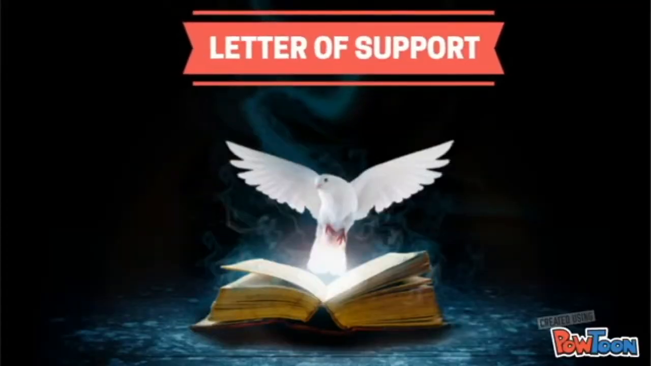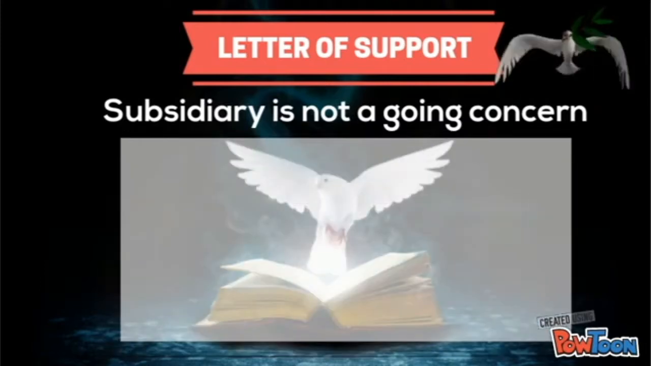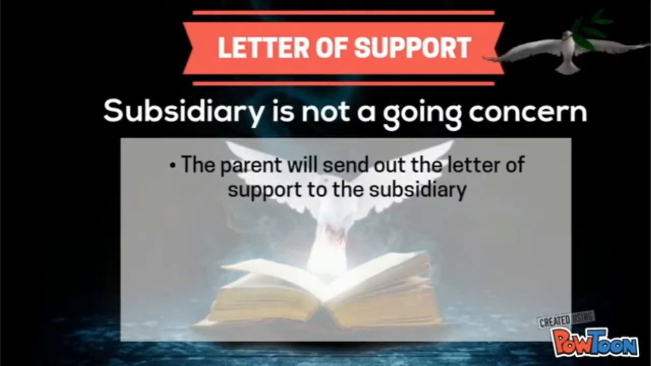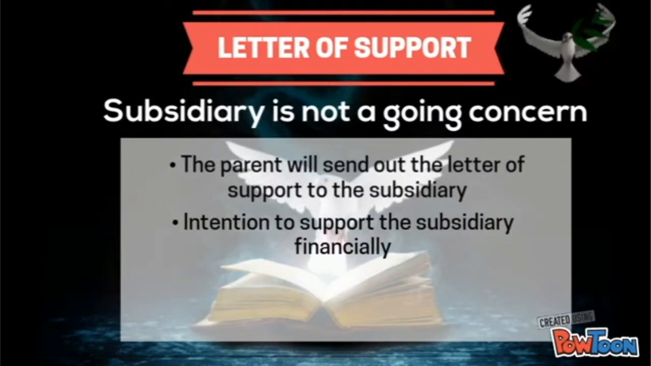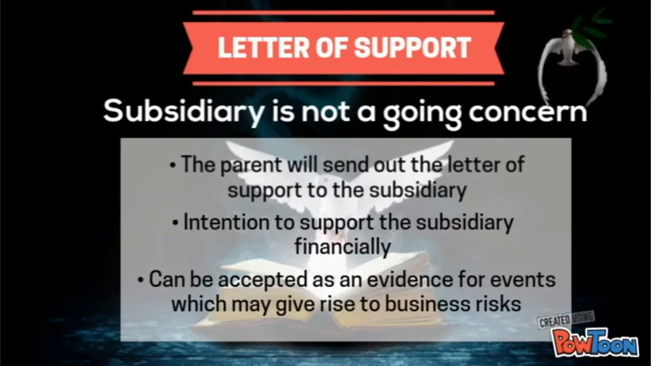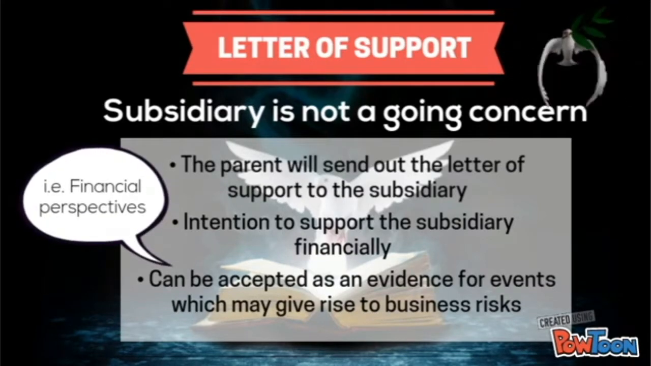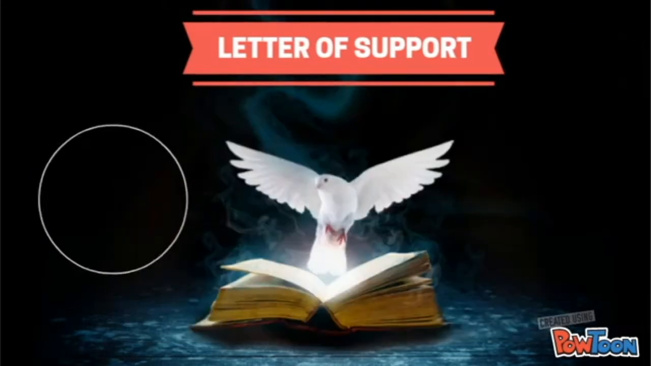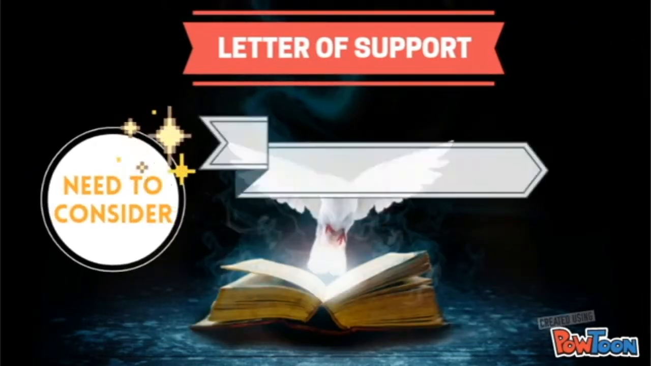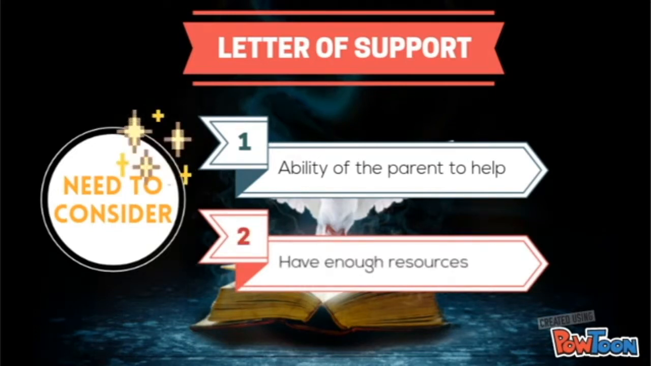A letter of support might be issued because the subsidiary is not a going concern. The parent will send out the letter of support to the subsidiary with the intention to support the subsidiary financially. The letter of support can be accepted as evidence for events which may give rise to business risks, like from the financial perspective, that may cause significant doubt about the going concern assumption. However, we need to consider the ability of the parent to help, whether the parent has enough resources.